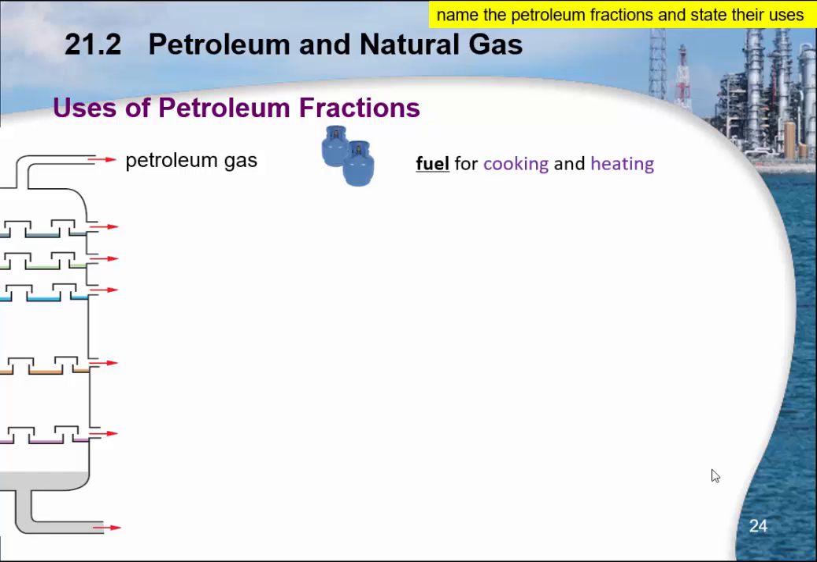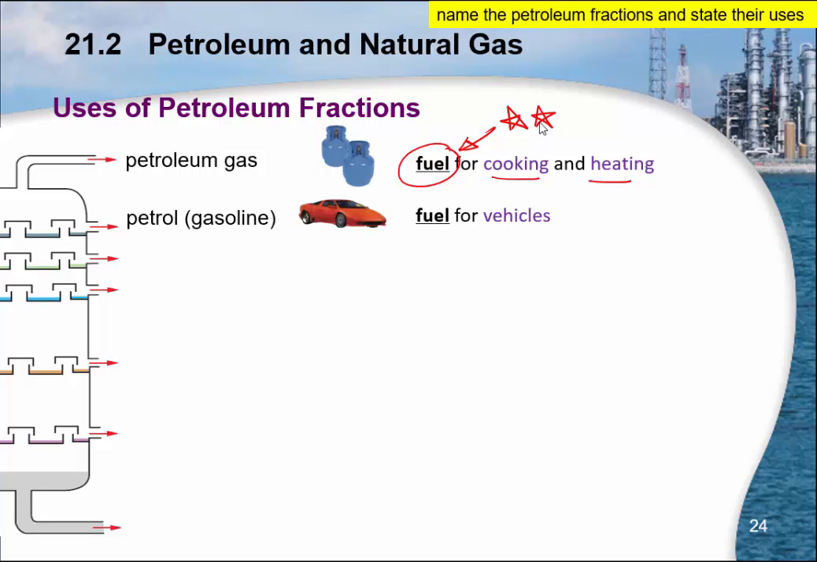So let's look at the uses. Petroleum gas is used as fuel for cooking and heating. Please do not forget to write the word fuel. Please do not write petroleum gas is used for cooking and heating because you do not cook the gas to eat.